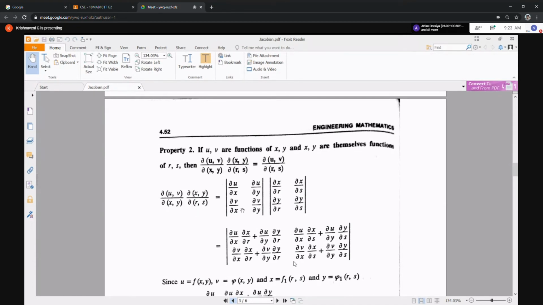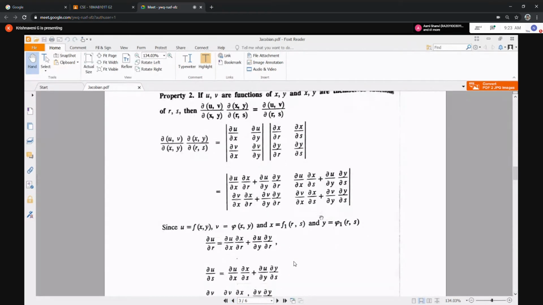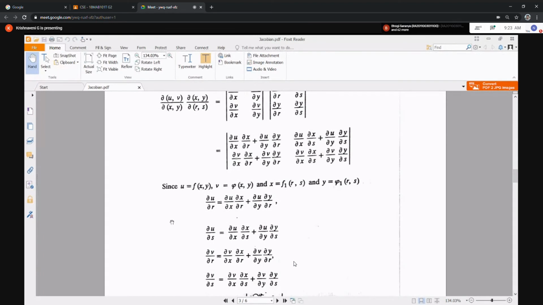First you write the determinant for dou of (u, v) by dou of (x, y). Here u and v are with respect to x and y. That is the first determinant. The second determinant is x, y with respect to r, s. You know very well how to write the determinant value. And then multiply these two terms, and we get the next determinant value. And then, since u equals f of (x, y), v equals phi of (x, y), and x is equal to f1 of (r, s), and y equals phi 1 of (r, s).